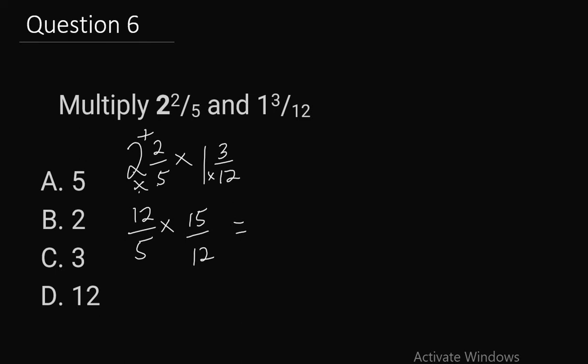Alright, you check what can cancel between the numerator and denominator. So 12 here 1, the numerator, 12 here 1, 5 here 1, 5 into 15 is 3. So 1 times 3, the numerator is 3, the denominator 1 times 1 is 1. So 3 out of 1 is the same thing as 3. So the right answer is option C, which is 3.